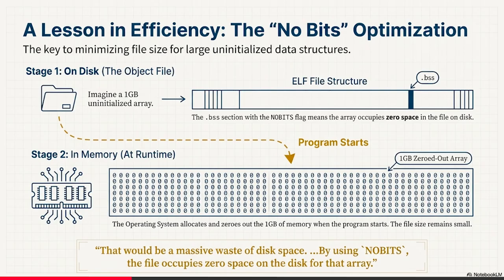NOBITS? Why not just put a bunch of zeros in the file? Why does the linker need a placeholder for data that doesn't exist yet? Because that would be a massive waste of disk space. Imagine you declared a 1 gigabyte uninitialized array. The file itself would be a gigabyte larger, just filled with zeros. By using NOBITS, the file occupies zero space on the disk for that array.